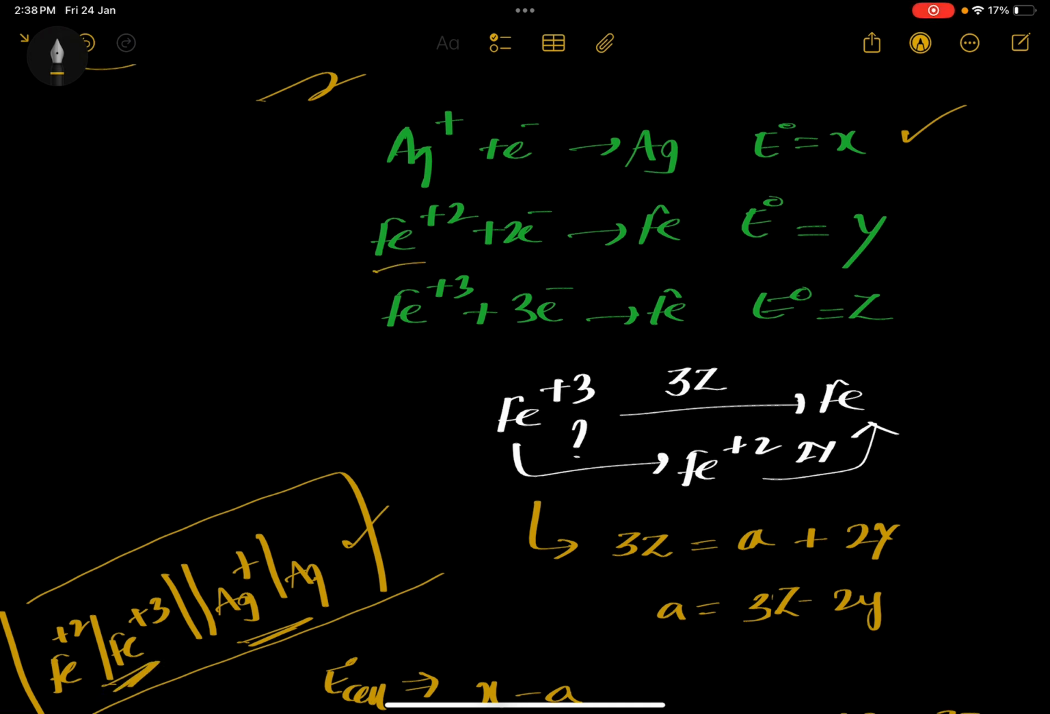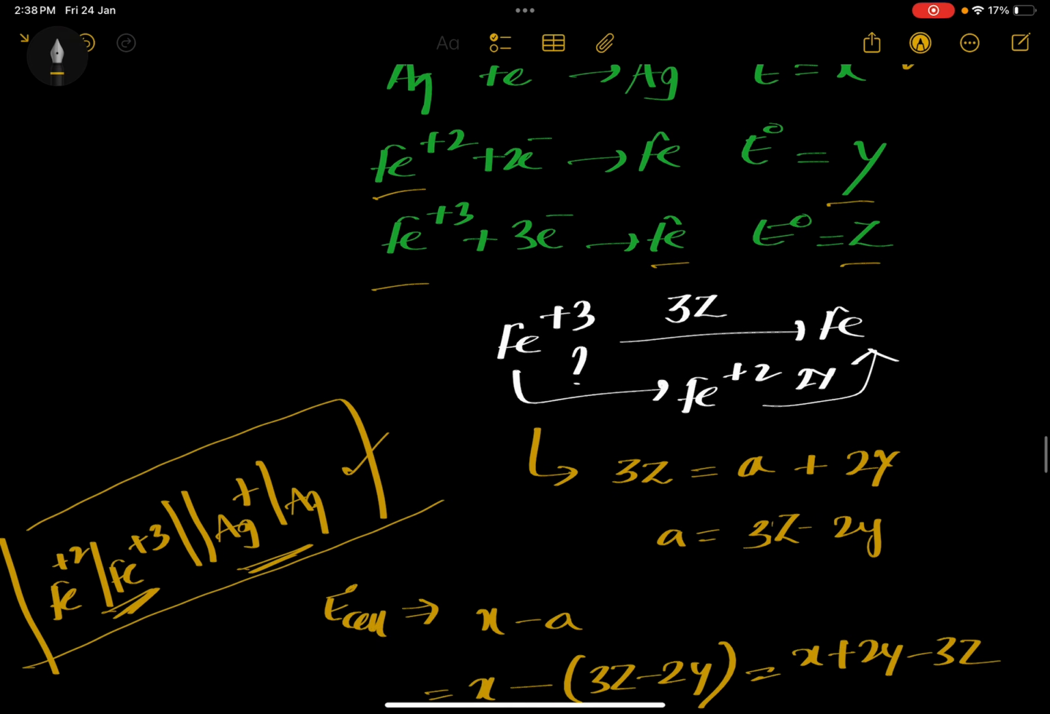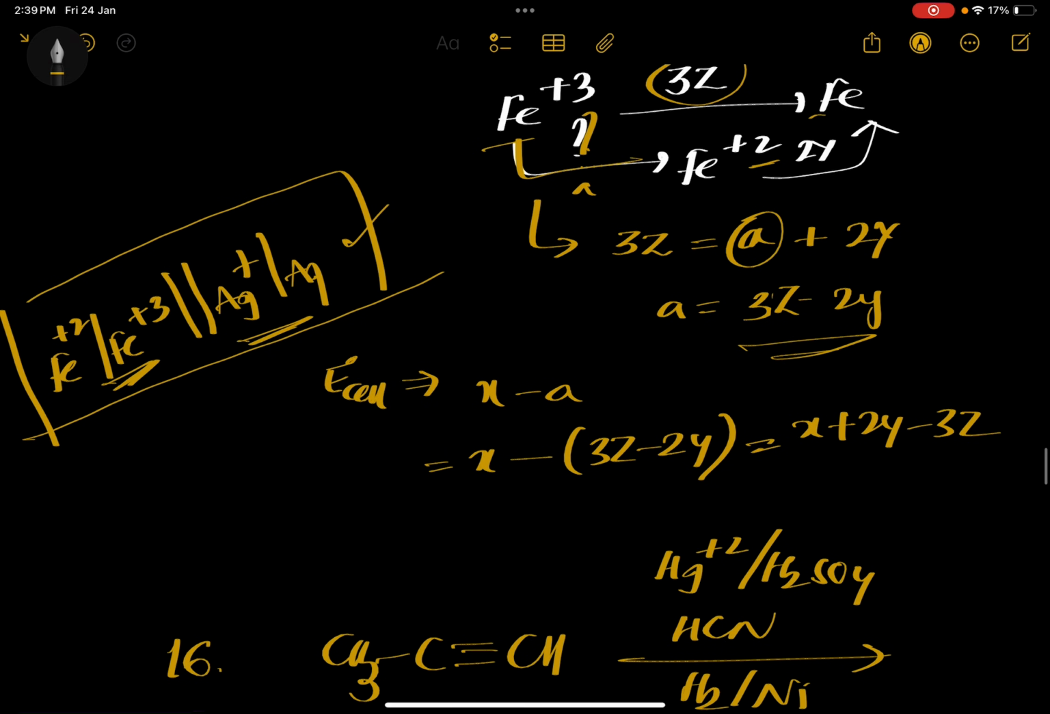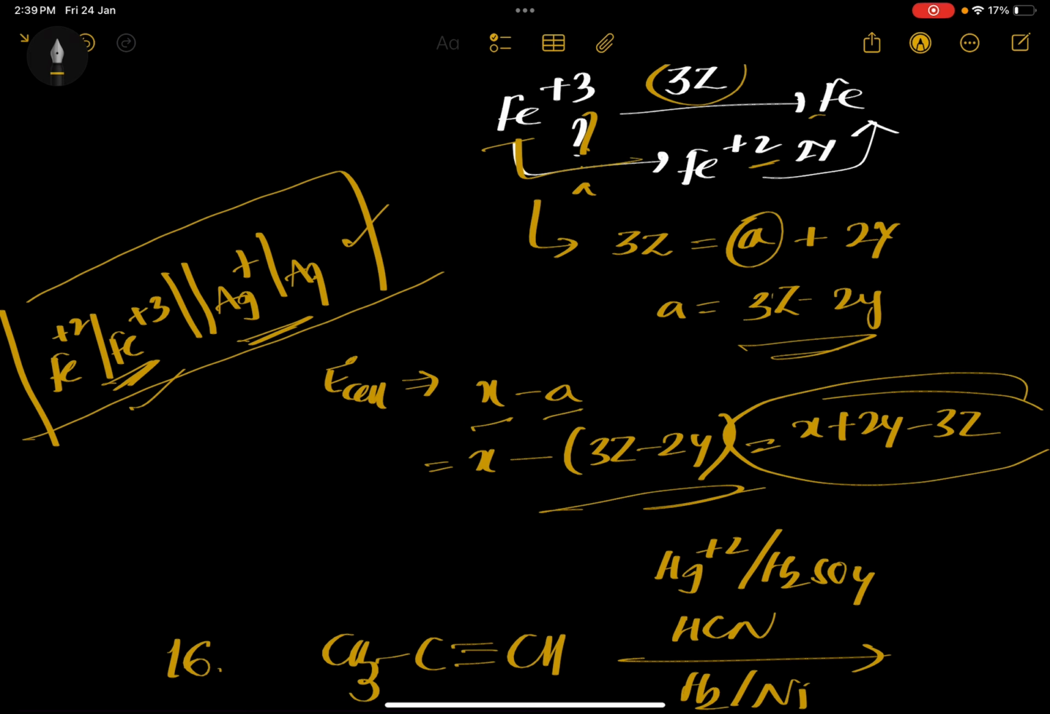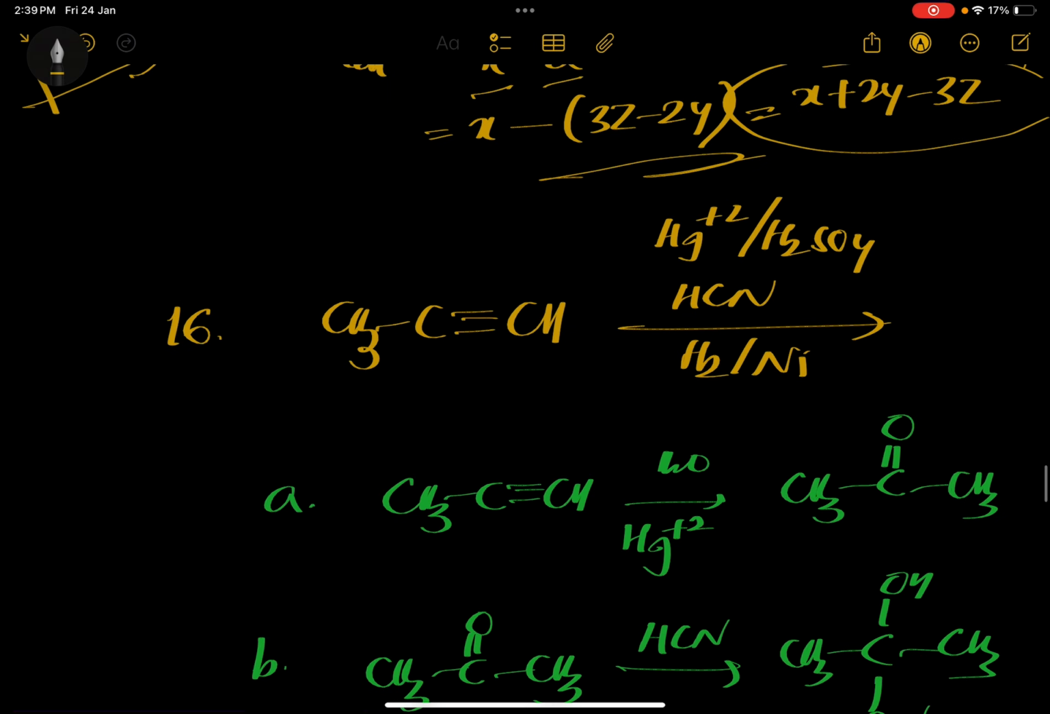Fe+2 to Fe is given as Y. Fe+3 to Fe is given as Z. So Fe+3 to Fe is 3Z because 3 electrons are involved. This is what we are calculating. Fe+2 to Fe is 2Y. So 3Z is equal to A plus 2Y. Let us say this is A. So A is equal to 3Z minus 2Y. And this is the cell, RHS minus LHS. RHS is X, LHS is A, so X minus A. So, one very good question of this paper. Simple but with a little bit of logic.